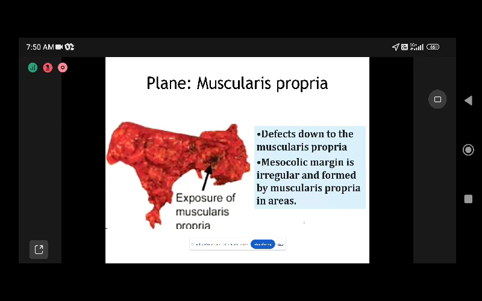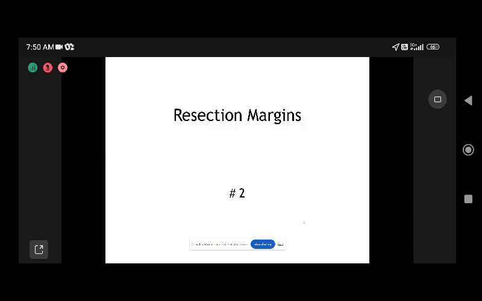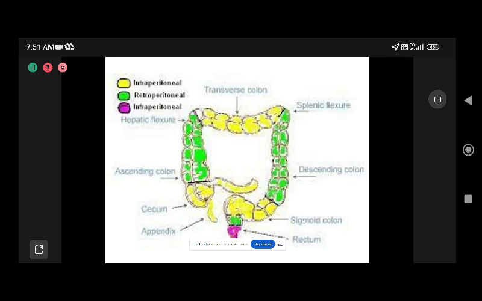So unless we audit the plane, we would not know what we are doing. So then we finally come to the resection margins, the next very important evaluation. As far as the colon and the colorectal specimens are concerned, they have different relationships to the peritoneum. So that also needs to be taken into account, what margins will be sampled. The cecum, the transverse colon and the sigmoid colon have a mesocolon, whereas ascending and descending colon have an anteriorly peritonealized surface, and posteriorly they have a non-peritonealized surface.